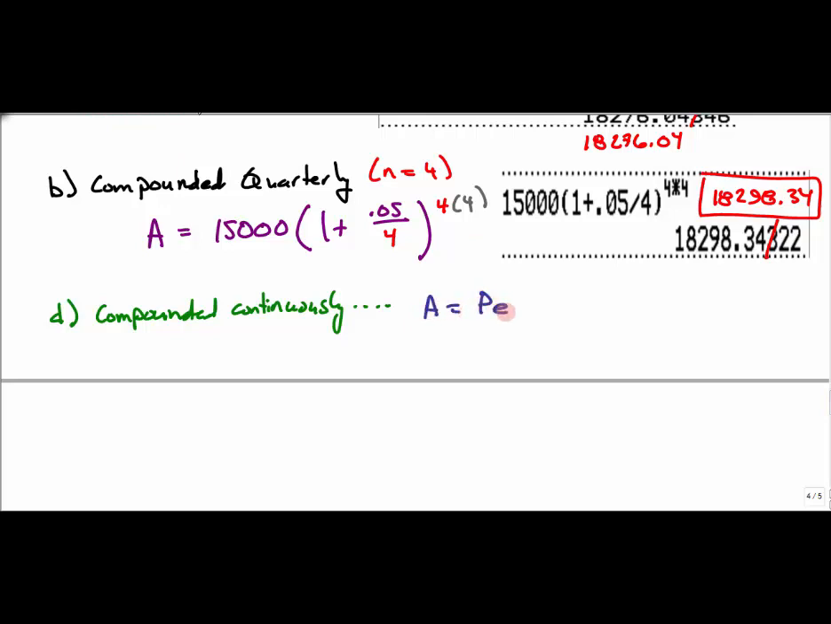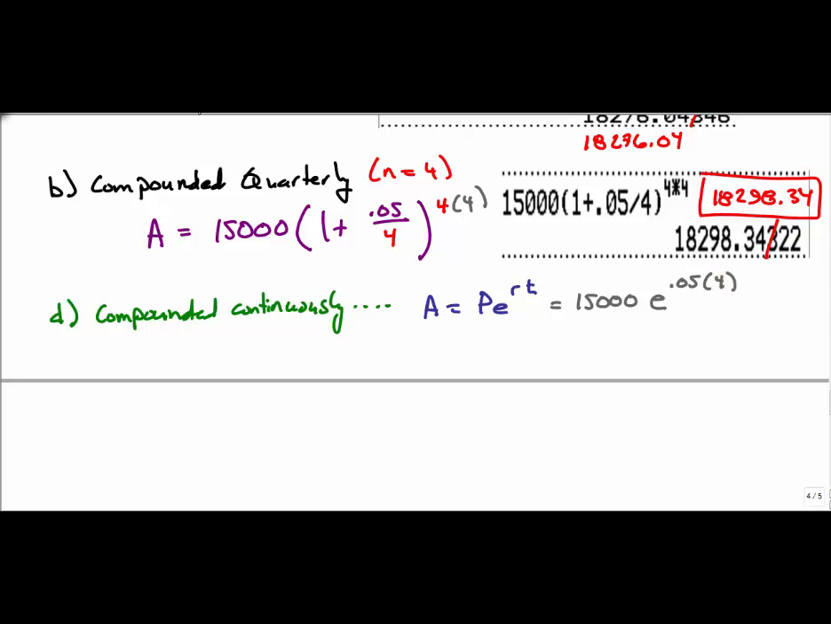So I have A equals P e to the rt. Now e is just the constant, 2.718, but you have an e button on your calculator. My principal P is 15,000. e to the r, my r is 0.05, is my interest rate. And t is the amount of time, and that was 4 years.